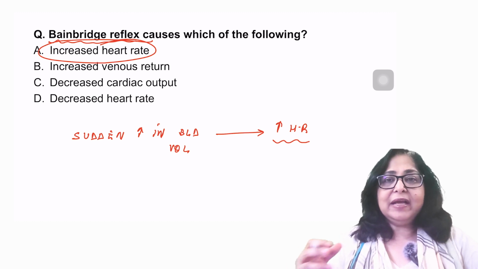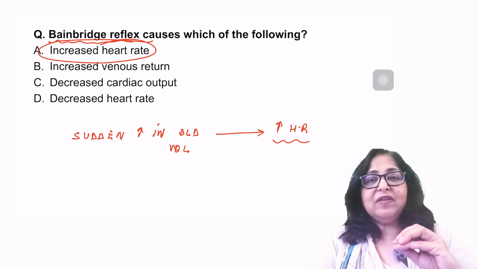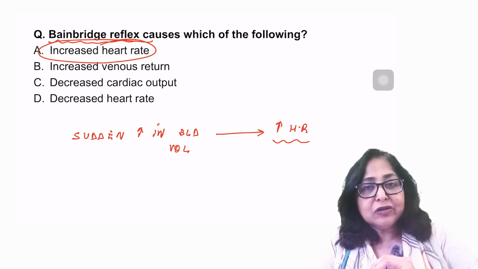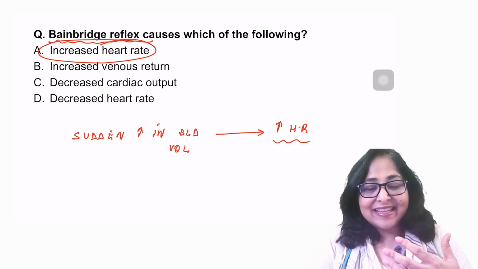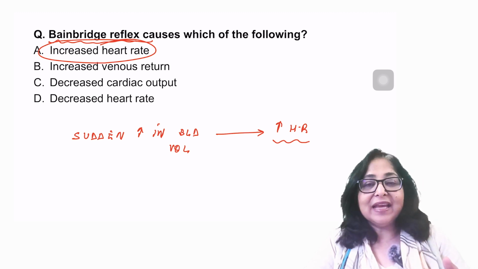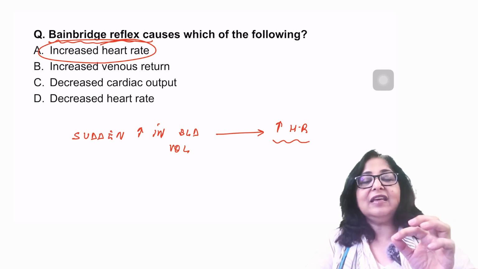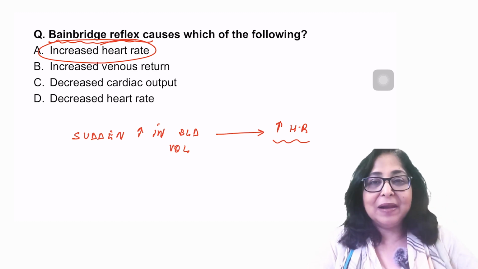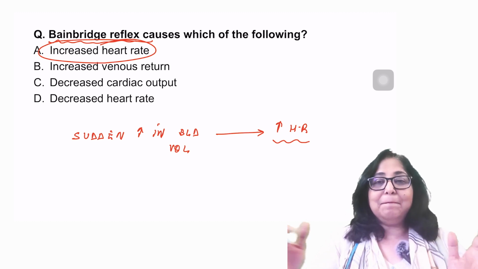Now, let's try and correlate this clinically. Sometimes when you're giving a blood transfusion to a patient, this patient starts complaining of palpitations. There is an increase in his heart rate. Yes? And what is your immediate response? You decrease the rate at which the blood is flowing. So this is the Bainbridge reflex.